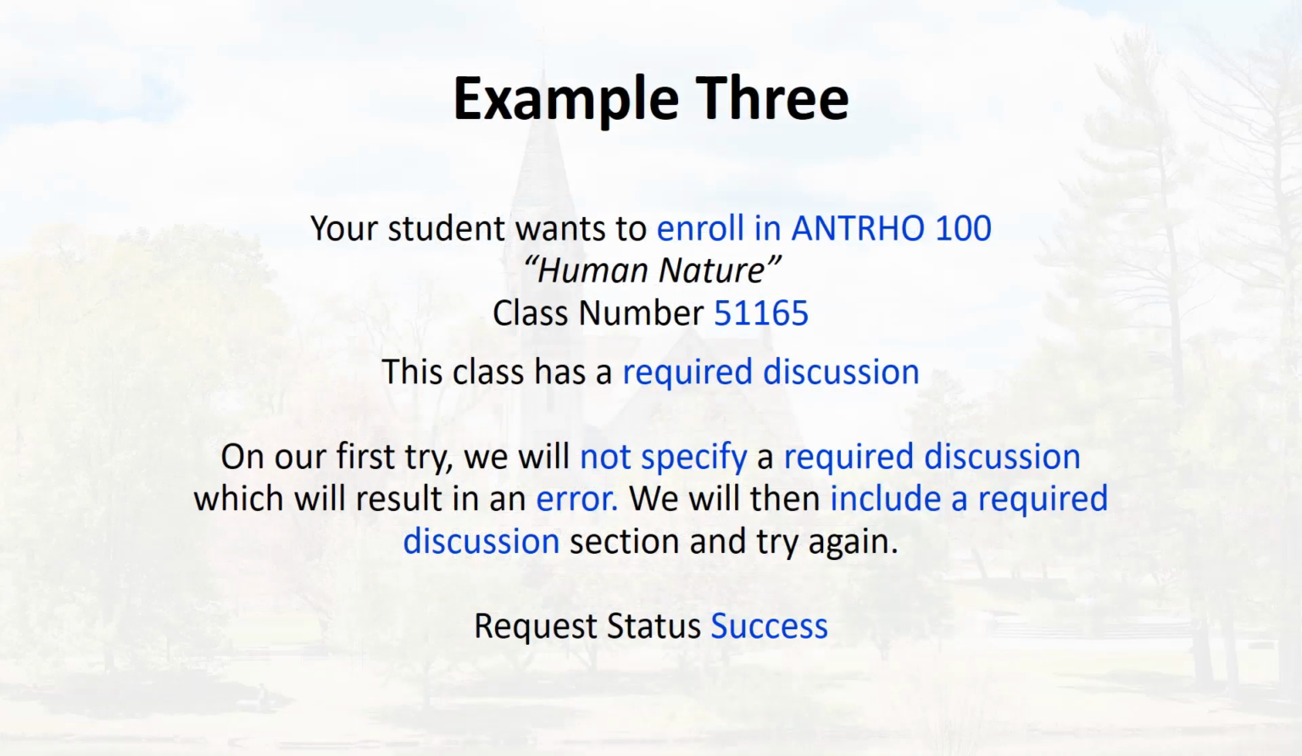Example 3. Your student wants to enroll in Anthro 100, and you happen to know that this is class number 51165. This class has a required discussion. On our first try, we will not specify that required discussion, which will result in an error. We will then include a required discussion section and try again. Ultimately, the request status for this enrollment will be success.